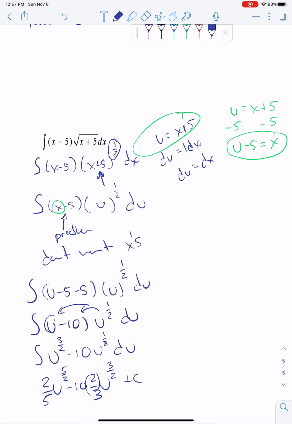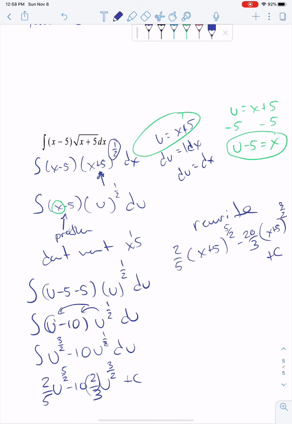So rewriting this, I'm going to replace the u. I've got to plug in that x plus 5. So when I rewrite, I'm going to plug the x back in for my u. So I'm going to get 2/5, and instead of a u, I'm going to put x plus 5 raised to the 5/2 minus 10 times 2/3, that's negative 20/3. And instead of a u, I'm going to put x plus 5, and I'm going to raise that to the 3/2. And then I'm going to add c.